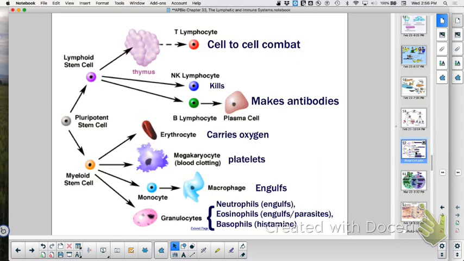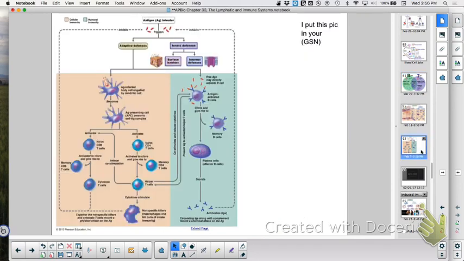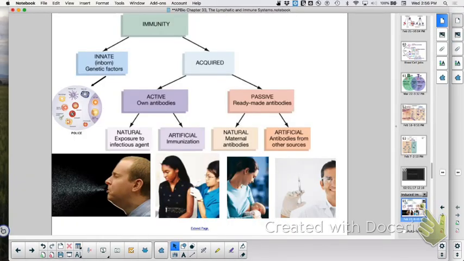This is another good summary of everything in the circulatory system and immune system. Here is a Venn diagram, and there's a picture in your book that also goes through it that you might want to look at. Last but not least was talking about innate and acquired immunity. This is what we would call our adaptive immunity, could be, if it is active.